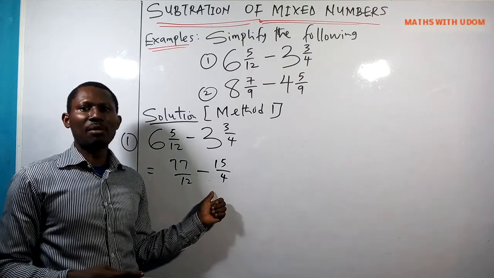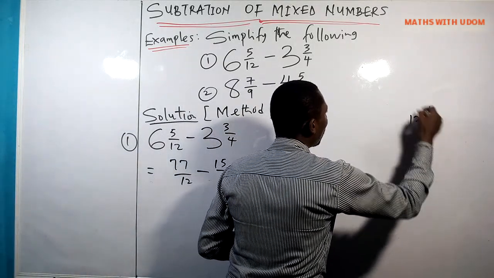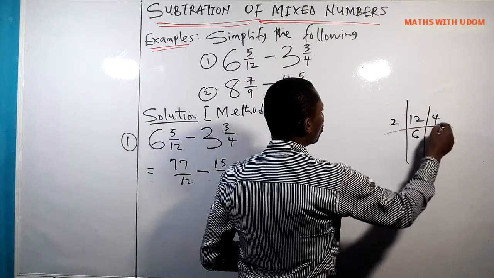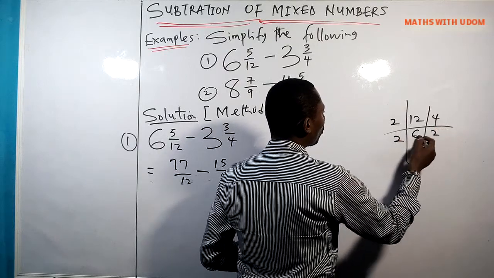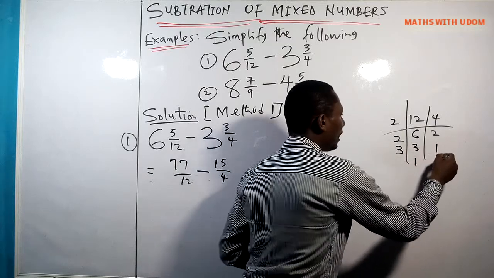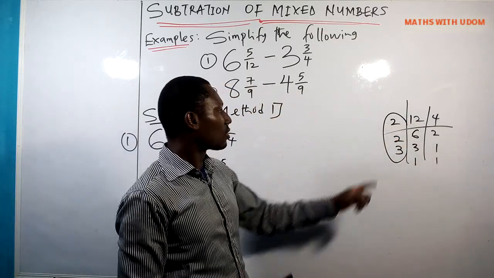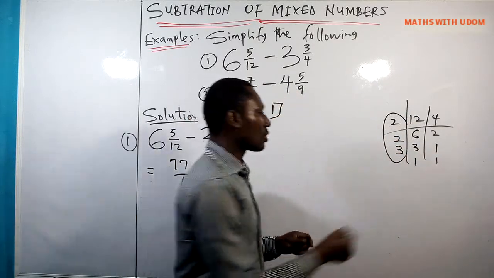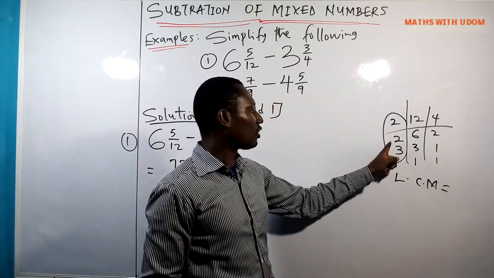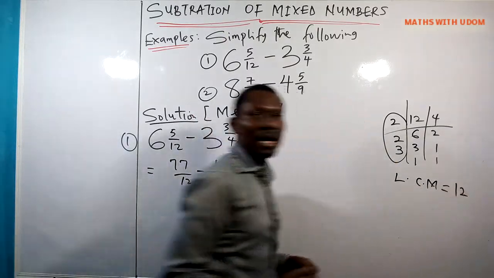So let's find the LCM of 12 and 4. What can go through here? 2 in 12, 6. 2 in 4, 2. 2 again can go. 2 in 6, 3. 2 in 2, 1. 3 can go. 3 in 3, 1. So our LCM is when we multiply these numbers together: 2 times 2 times 3. 2 times 2 is 4, 4 times 3 is 12. So our LCM is 12.